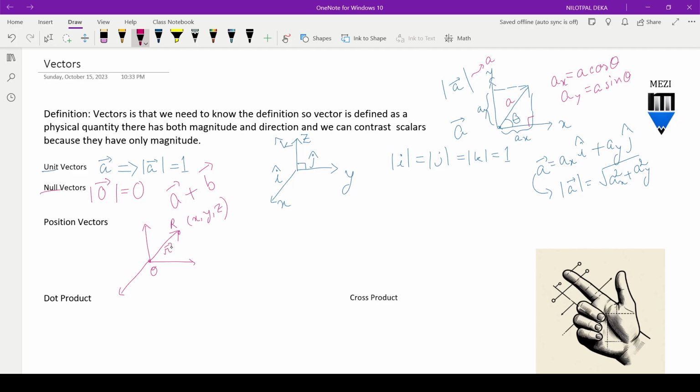It's usually represented by the small letter r. So r would be something like x i cap plus y j cap plus z k cap. In this case only. In some other case, it could mean something else. But anyway, it will give me the position with respect to a certain origin that I have set for myself.